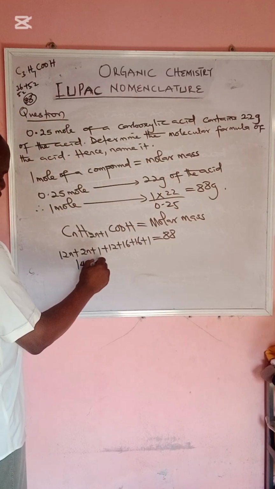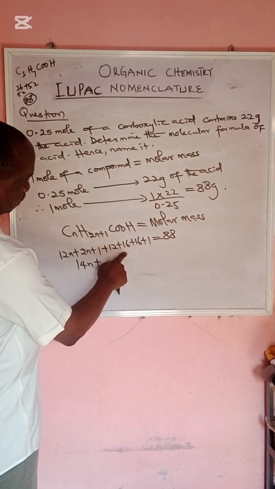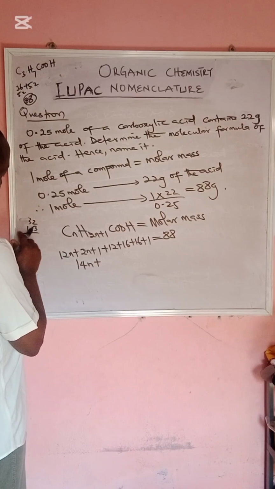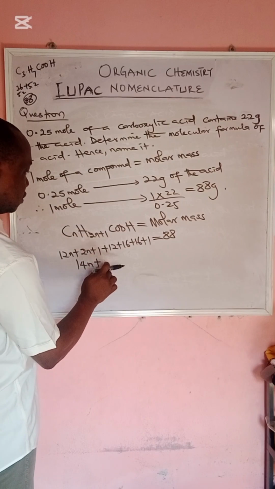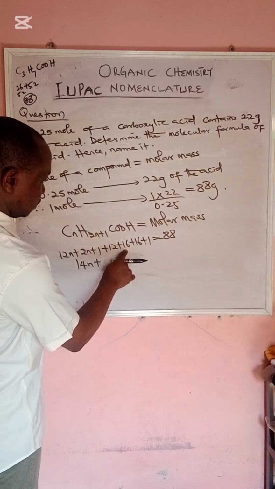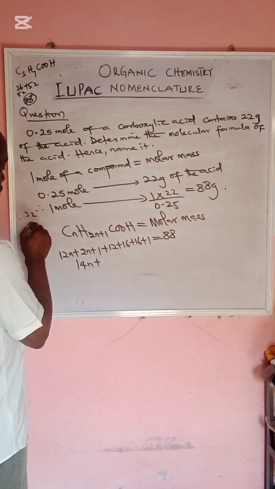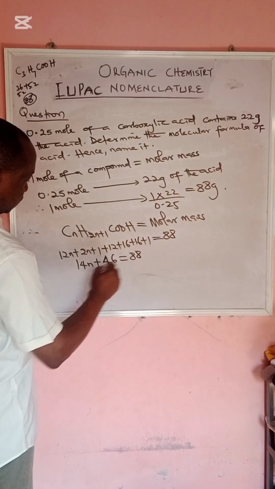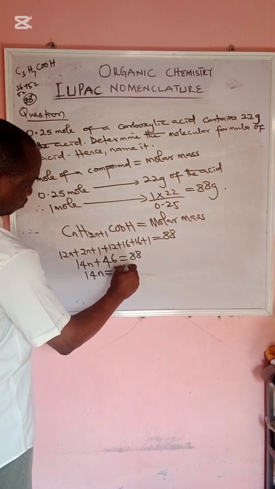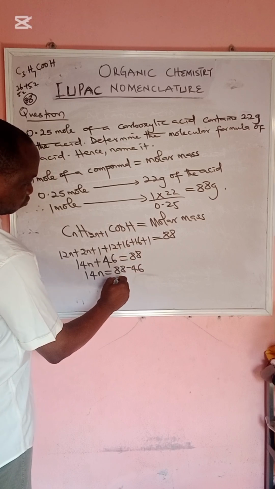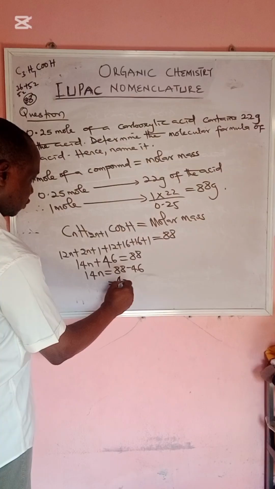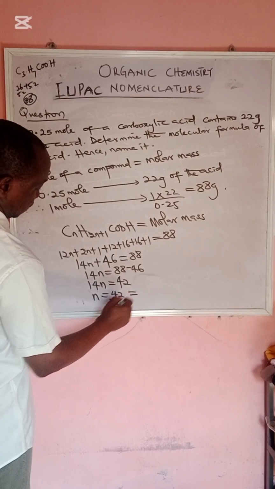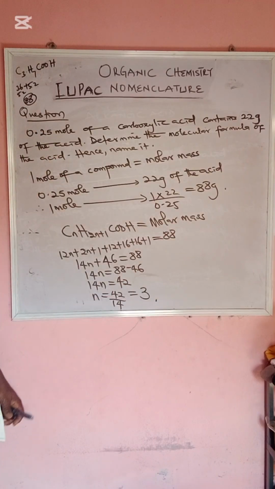So 14n plus 32 plus 14, that is 46. 46 is equal to 88. 14n is equal to 88 minus 46, which is 42. 14n is 42. n is equal to 42 divided by 14, which gives us 3. n is equal to 3.